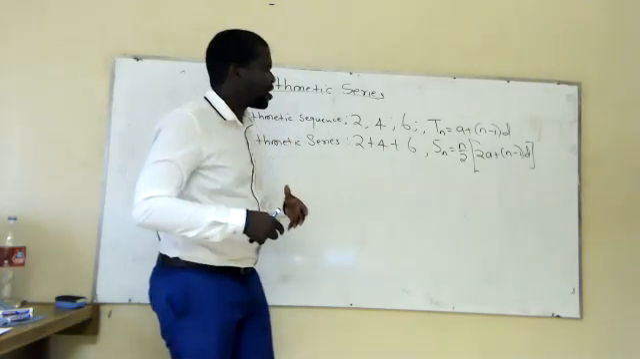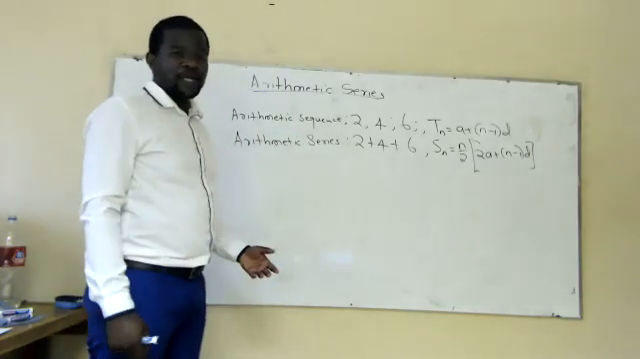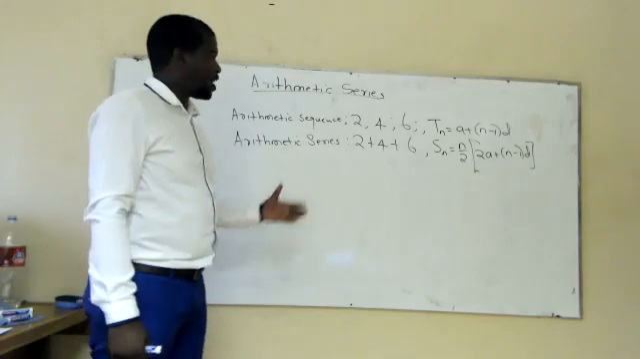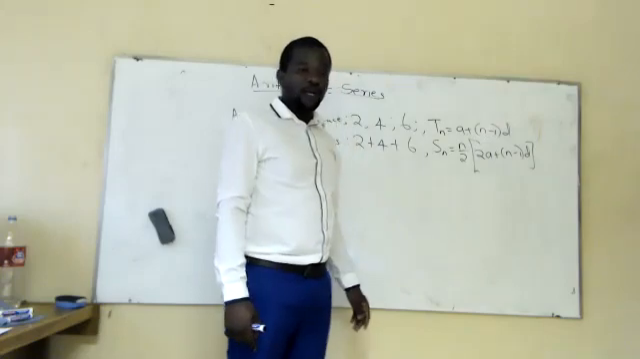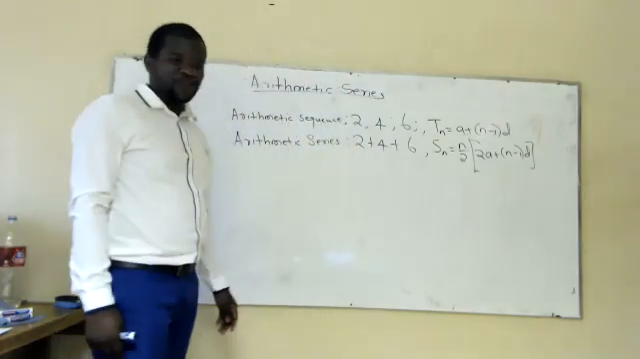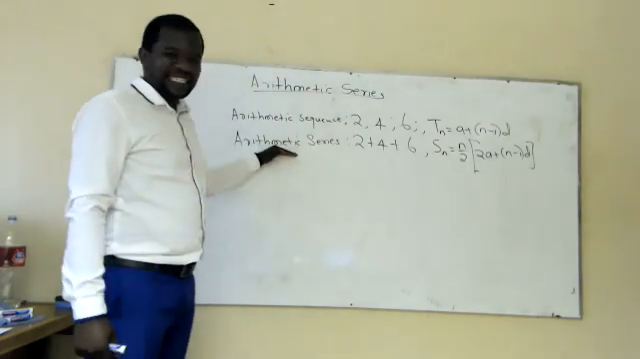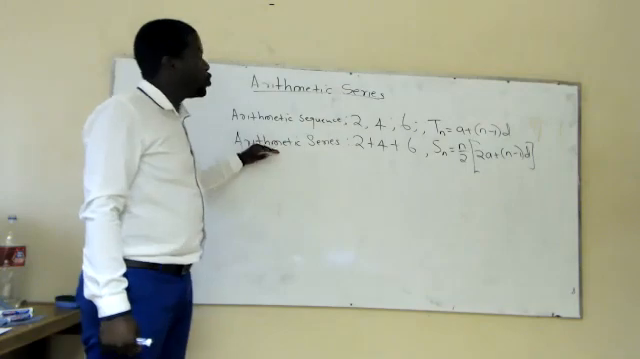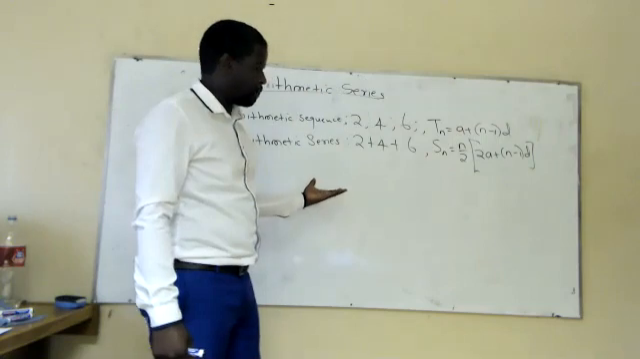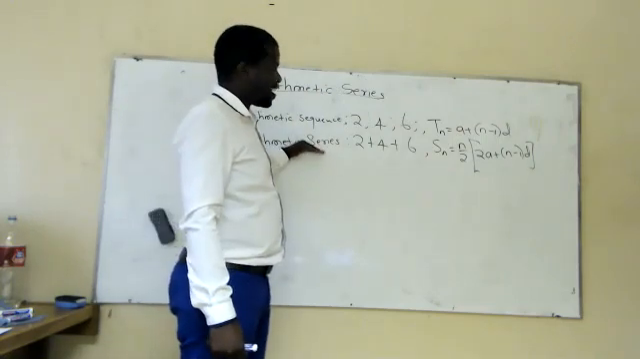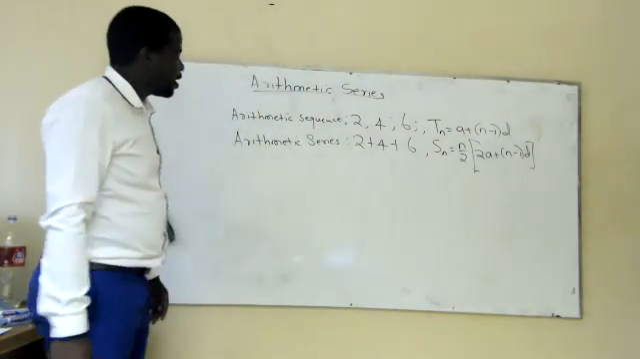But let's say a question says calculate the sum of the 100 terms. It's going to be very difficult for you to do that, because you can't add 100 terms to get the answer. That's where the arithmetic series comes in. It helps you to find the sum of many terms, let's say maybe 100 terms. So you can find the sum of 100 terms by using what is called the arithmetic series.